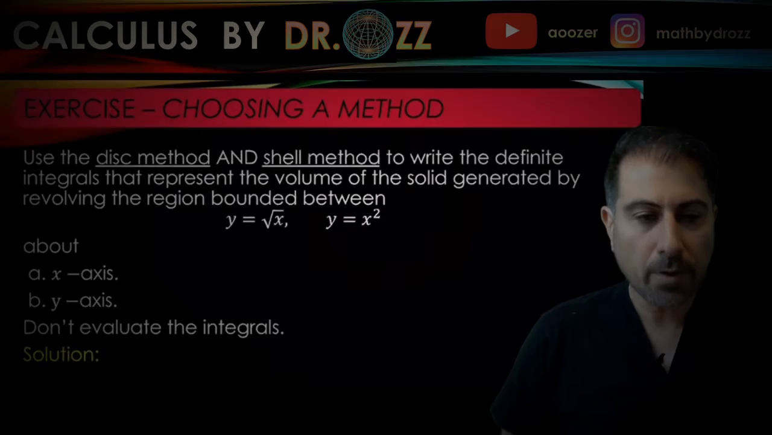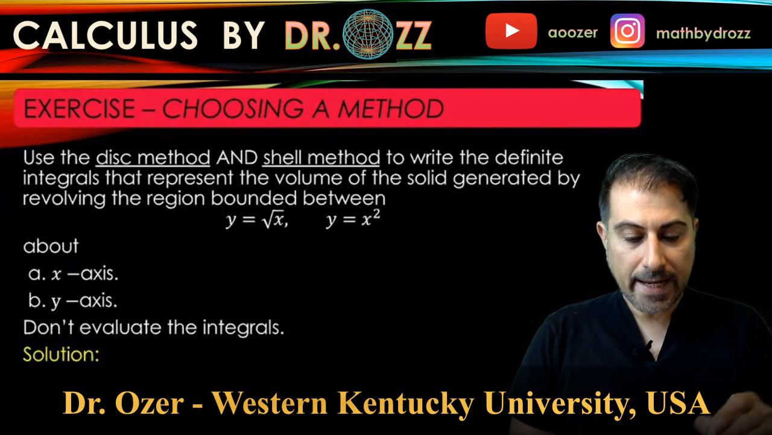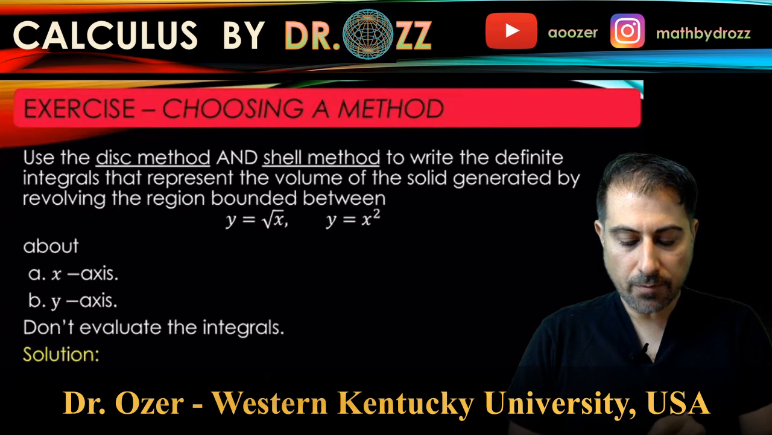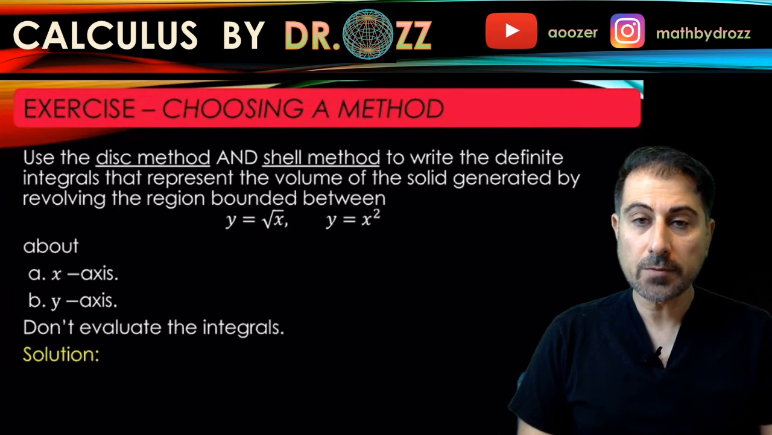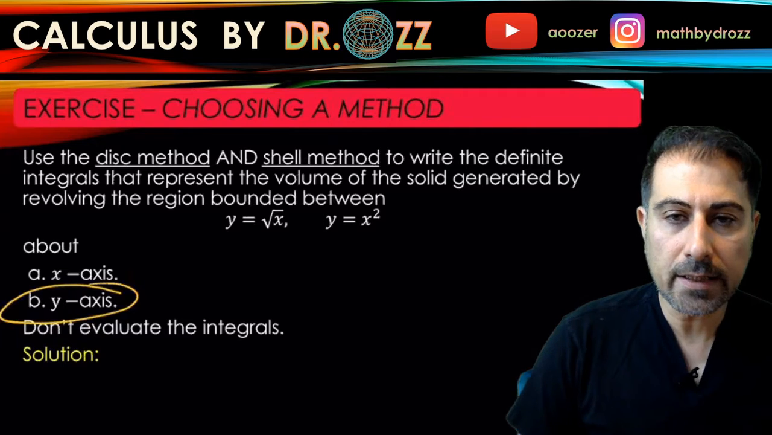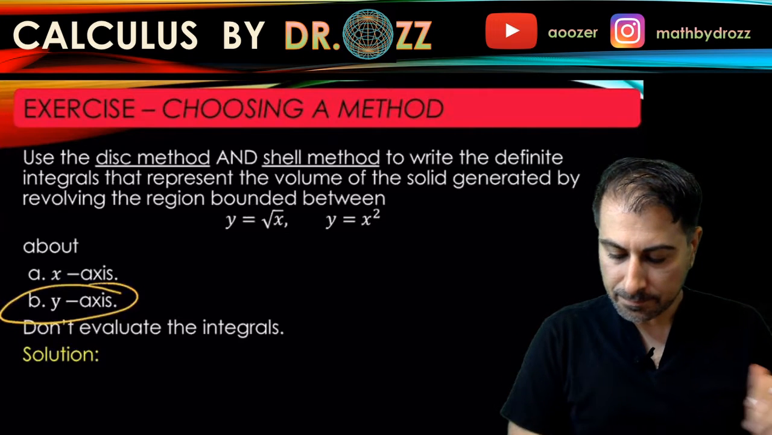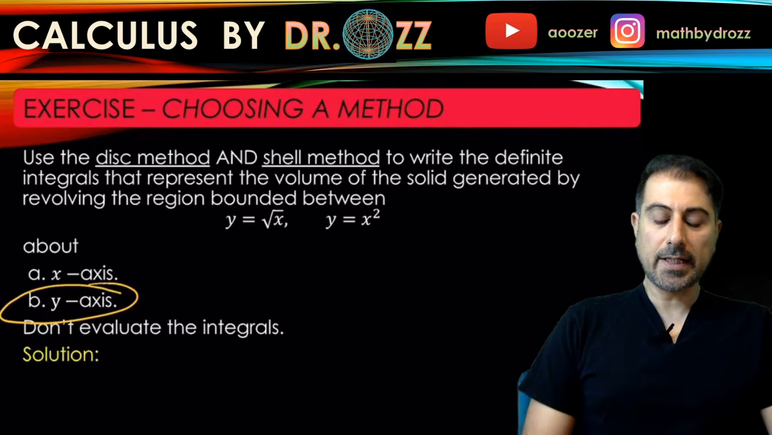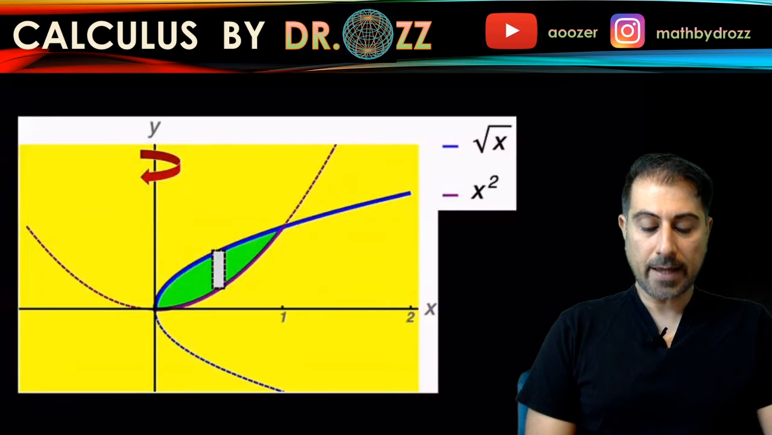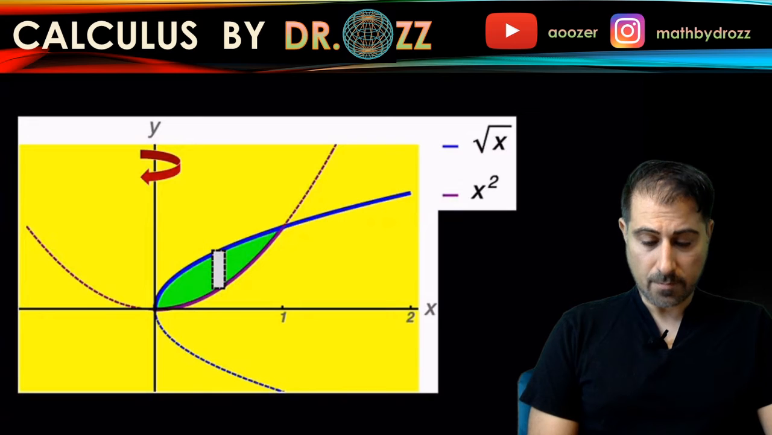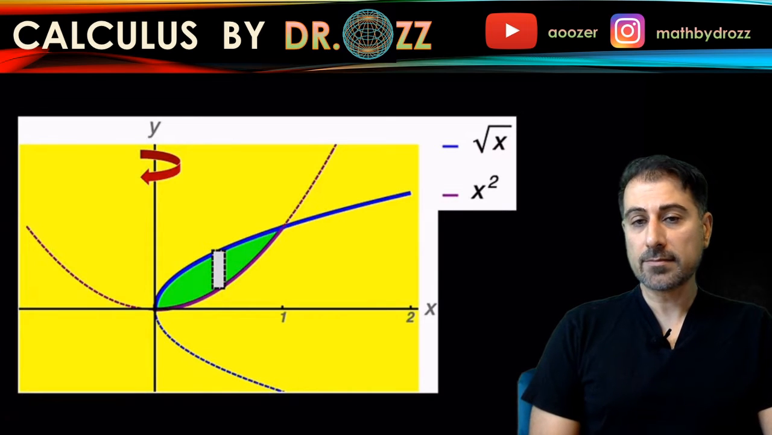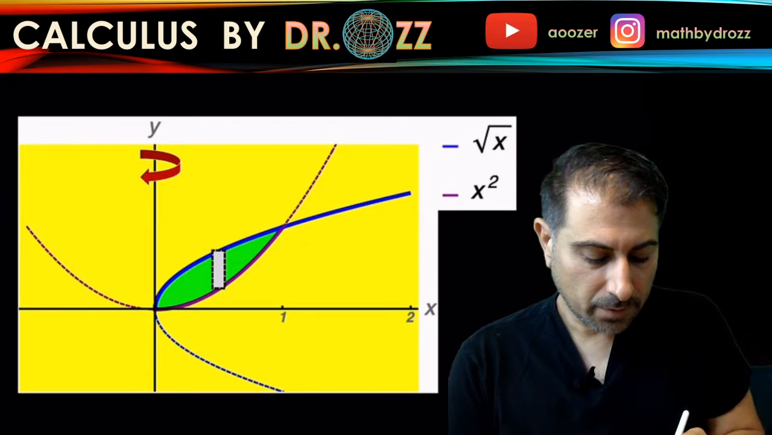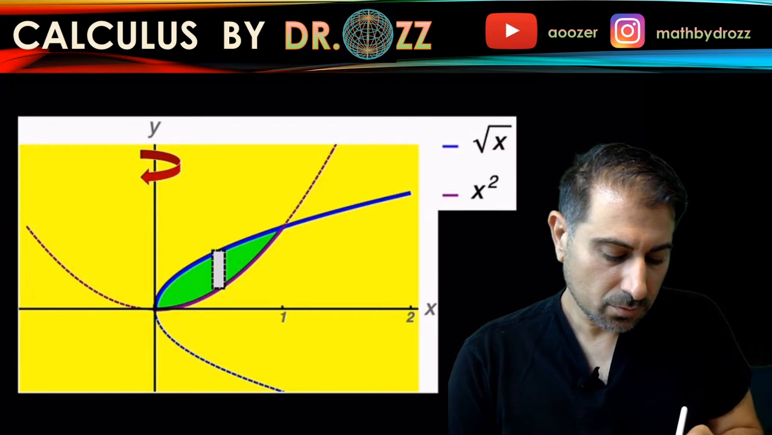All right, let's handle part B. We're going to have the region revolved around the y-axis. So we're going to use both the disk and the shell method. Here we go. To be able to use the shell method, I'm going to get a slice parallel to the y-axis.